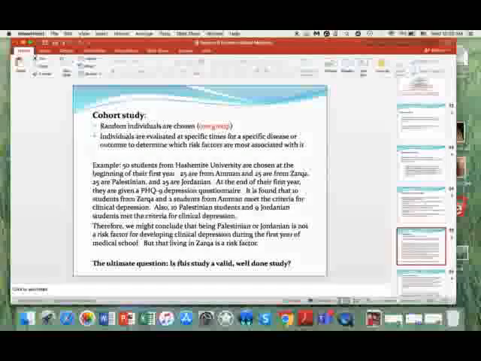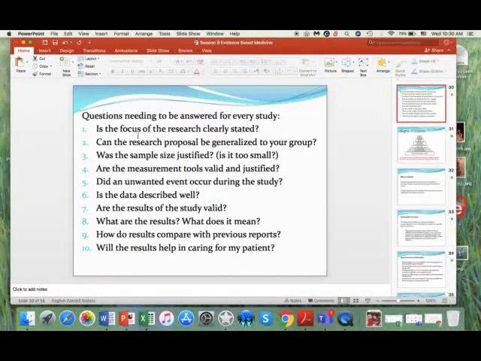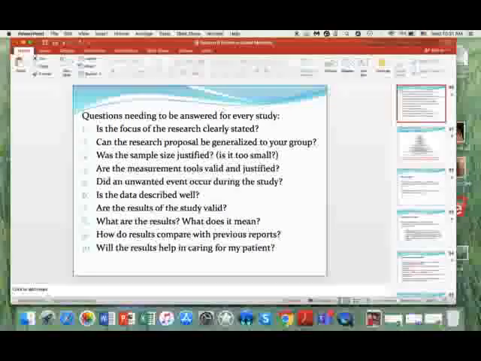So if we look at some of our questions from before: is the focus of the research clearly stated? This is just a rough draft here, so maybe it's not all stated. One thing, though, that might jump out is, was the sample size justified? Was it too small? Yeah, if it's only 50 students, that might not be a good sample size. We might need to check with more students. Right now, we're only going with 25 students from each city, so we don't know if we can really draw a strong conclusion from that evidence or not.